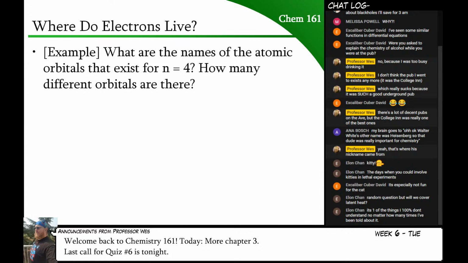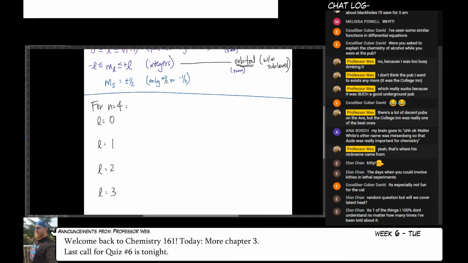For n equals 4, what are the possible values of L? L could be 0, 1, 2, and 3, right? How about I click on that so you can see what I'm doing? There we go. What are the possible values of L for n equals 4? L could be 0, 1, 2, or 3.